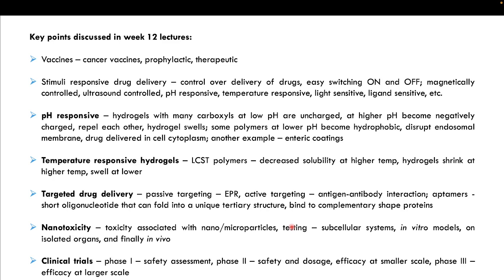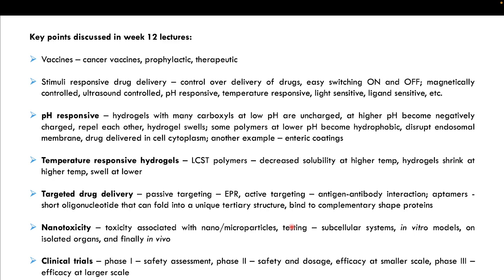If you see that it's safe, you then go to phase 2. Phase 2 will also check whether a particular dosage of your particles is safe or not, and it also sees whether it is efficacious. Once your particles pass the phase 2 trials, then you can take it to phase 3, which involves a much bigger number of patients, and it is done across different centers or different hospitals, and then you test your efficacy at scale.